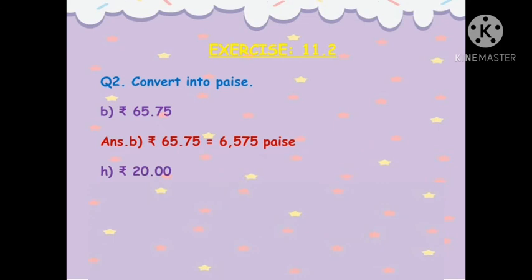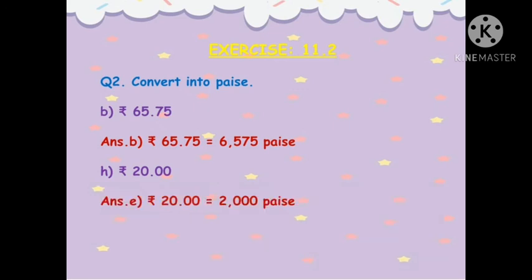In the same way, let us solve number H, that is 20 rupees and 00 paise. So here also we will remove the rupee symbol and decimal point and then we will write the remaining number, that is 2000 as the answer, that is 2000 paise.